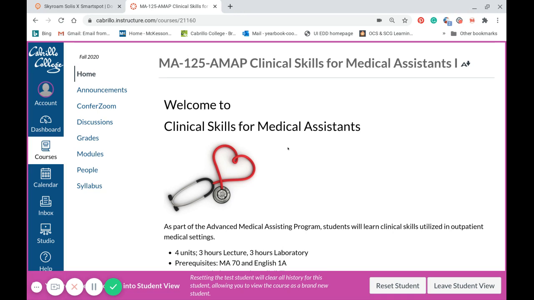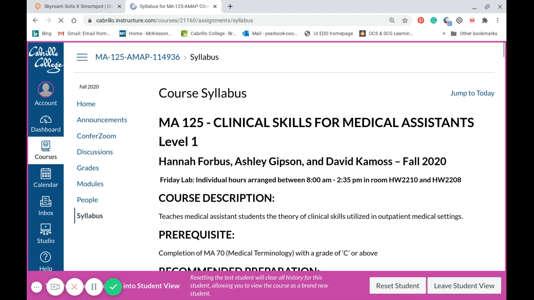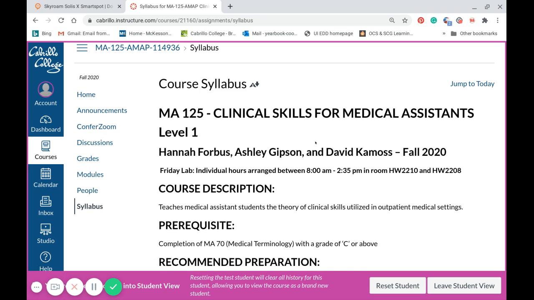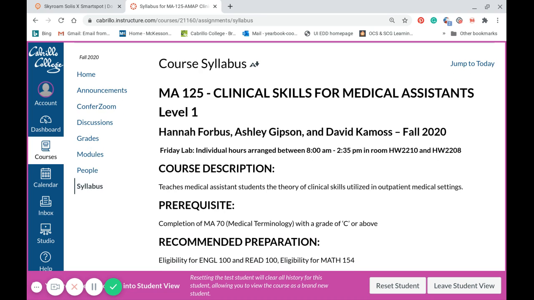This time I want to show you the syllabus and we'll review that together. The syllabus is our contract between you as the student and us as your instructors, Hannah, Ashley, and David, all of us. So I just want to make sure that you're familiar with it and go over all the important parts.